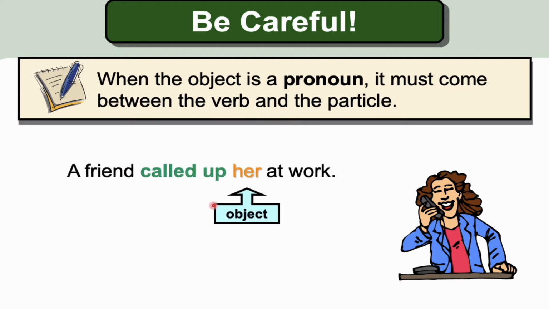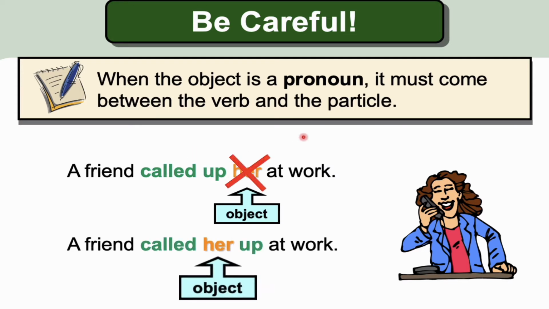For example, a friend called up her at work. So what is the object? It is her. So this her is a pronoun. This pronoun should be between the verb and the particle. That's why this one is not correct. So the correct one is a friend called her up at work.